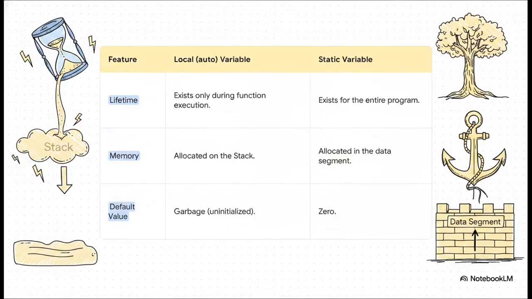This really highlights a key difference. You see, most variables that you declare inside a function, they're temporary. They live on the stack, and they just vanish the second that function is finished. But if you declare a variable as static, it's a whole different story. It gets its own permanent spot in memory and sticks around for the entire life of your program.